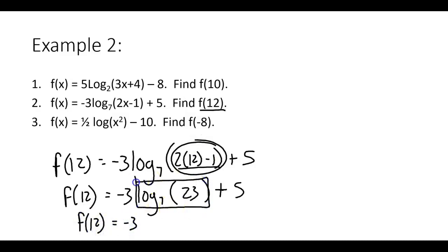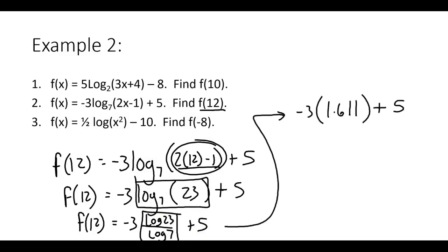We're going to simplify this expression here. I can't find out what power I would raise 7 to in order to get 23. So instead I'm going to use change of base. And we're going to do log base 10 over log base 10 with 23 on the top and 7 on the bottom. And from there, we'll let our calculator do that for us. So log 23 over log 7, I get 1.611.